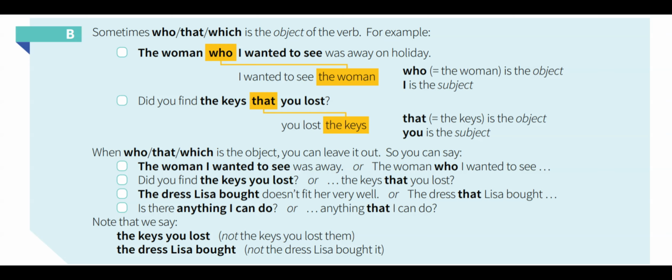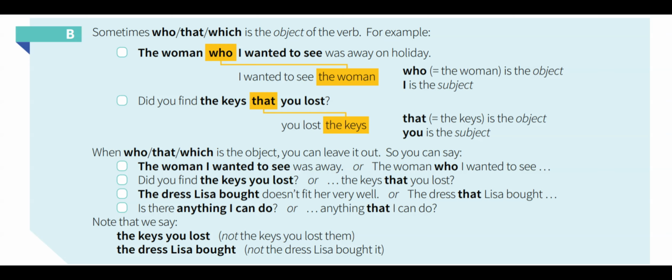So here it says that "that" in the sentence represents the keys, meaning the keys are the subject. Now, here, when who, that, and which are subjects, we cannot leave them out. If our relative clause includes who, that, and which as subjects, we cannot leave them out.